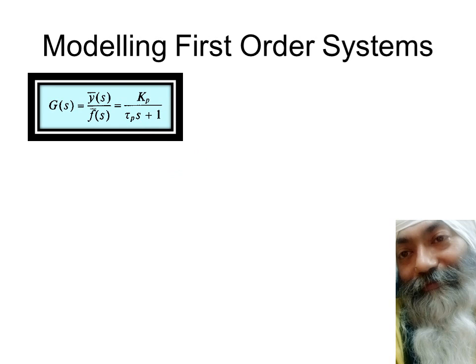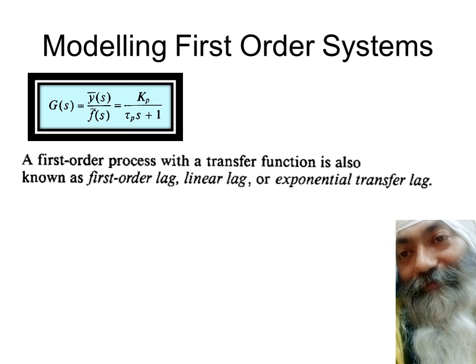So we have already gone in for one model of the first order system, and we have a number of things to be understood from this equation. The first thing we would like to say is that this first order system is also known as first order lag, linear lag, or exponential transfer lag. Why do we put the term lag over here? Because there is a lag of time constant tau p. Things are not going to increase immediately. We'll see in the next session when we talk of the dynamics of first order system. This is the reason we call it first order lag.